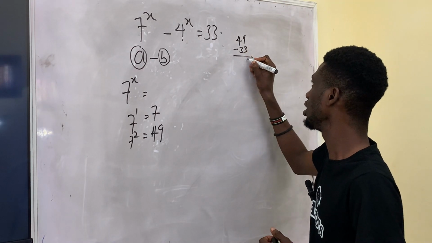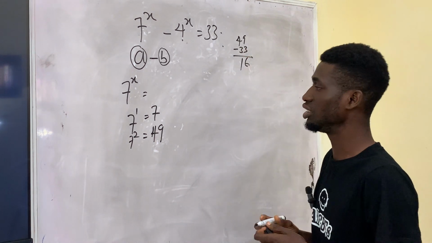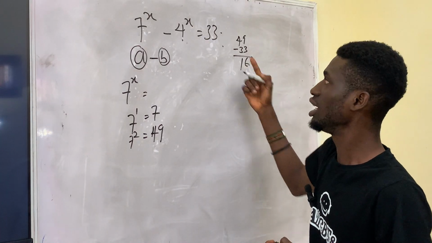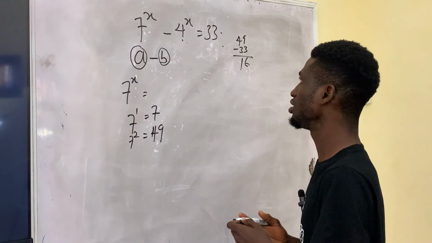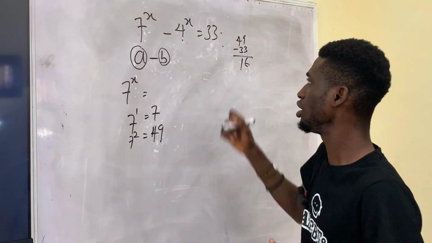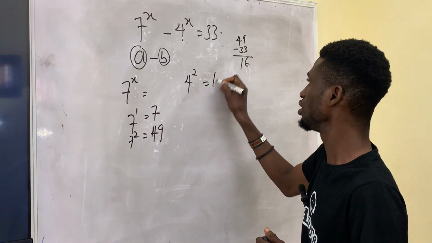49 minus 33 will give us 16. Now, our second value should be 16. Then we have 4 raised to power x. So let's try to express 16 with a base of 4. 4 raised to power 2 will give us 16.